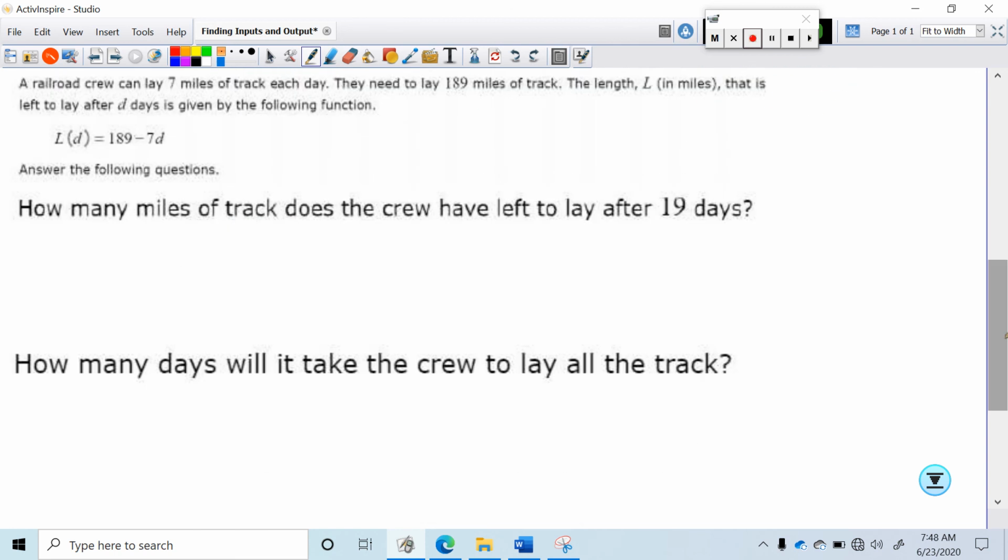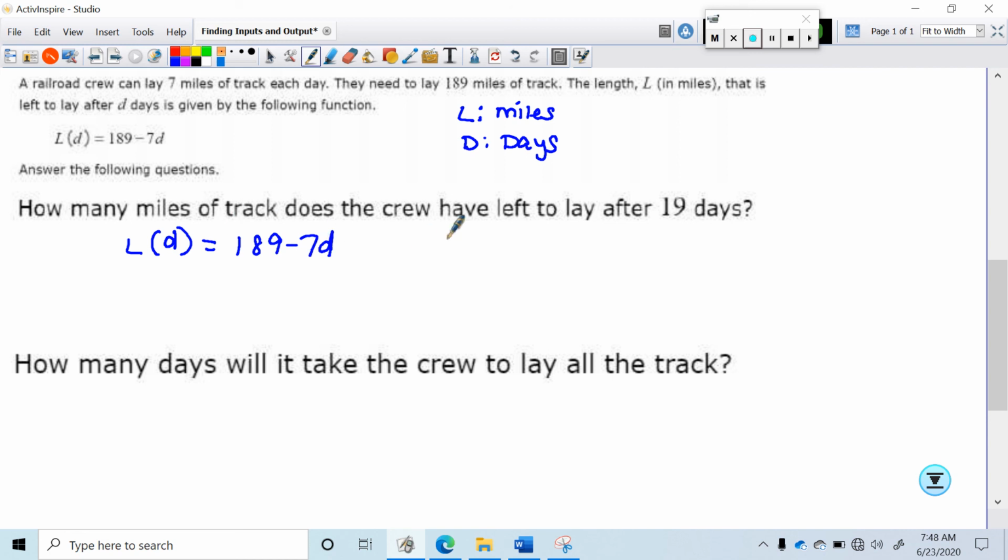A railroad crew can lay 7 miles of track each day. They need to lay 189 miles of track. The length, so the length is the miles that is left to lay after D days, is given by the following function. The length, this whole thing means length, equals 189 minus 7D.